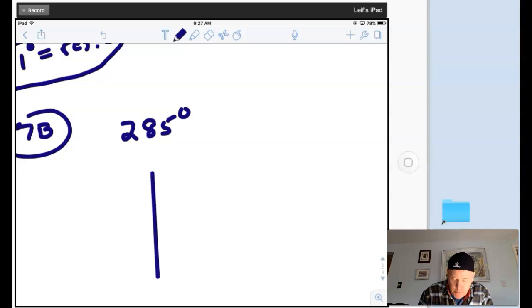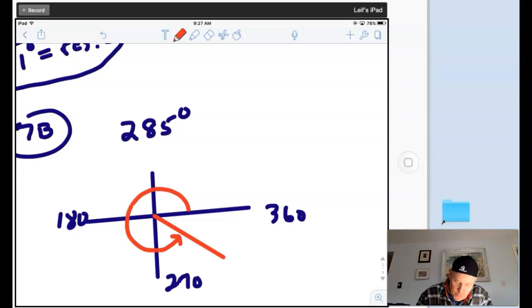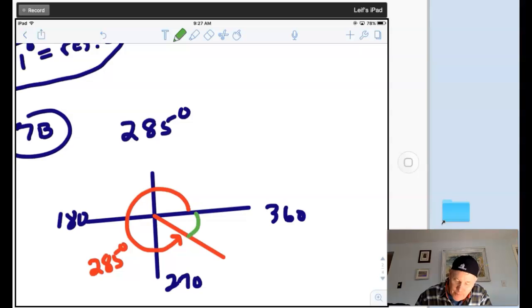Well, I'm going to draw this out again. Remember, this is 180, 270, 360, which means 285 is between 270 and 360. So it's going to be in this quadrant, which means I went around here 285 degrees. However, what I'm actually interested in is the distance to the x-axis, which means I'm actually looking for that. All right, so how much is that?